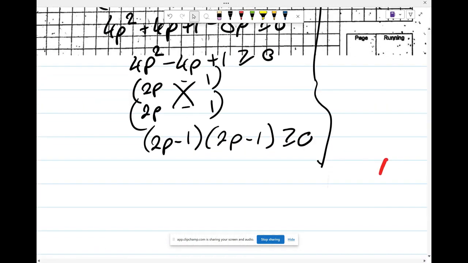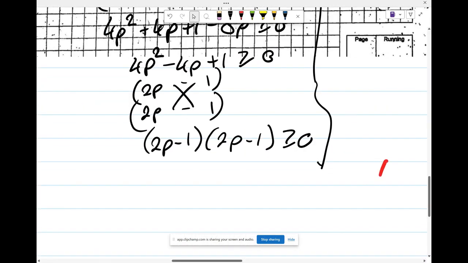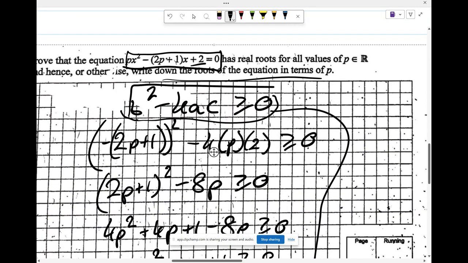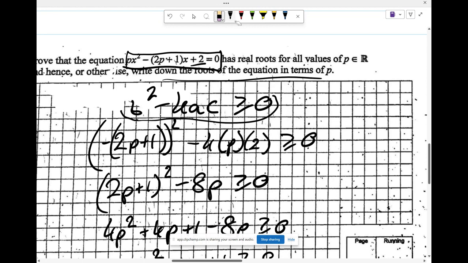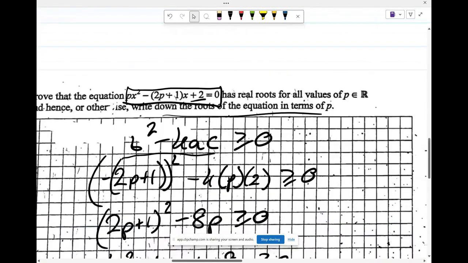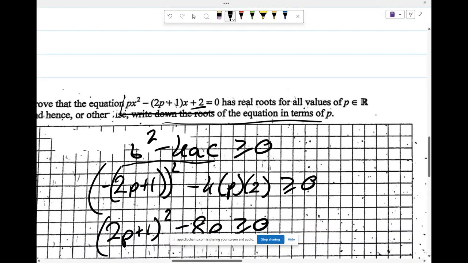Okay, how are we going to write down the roots of the equation in terms of p? If we go all the way back up to our start, this is the equation we're dealing with, not this one here. This is the mistake loads of people make. We turned b squared minus 4ac down into this quadratic here, but this is not the one we need to find the roots for. This up here is the one we need to find the roots for.